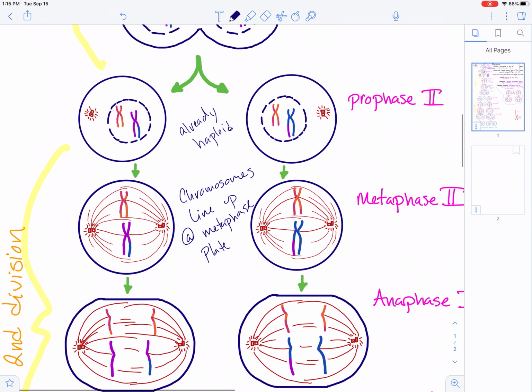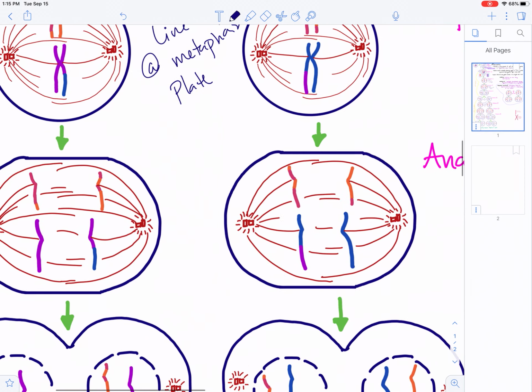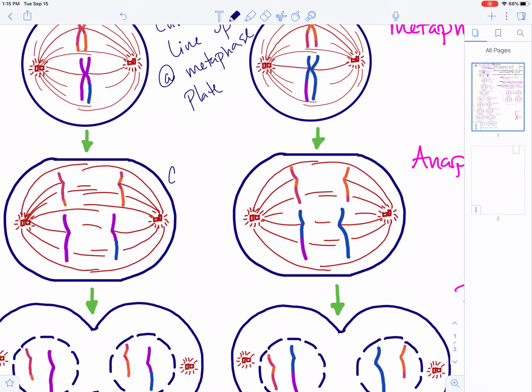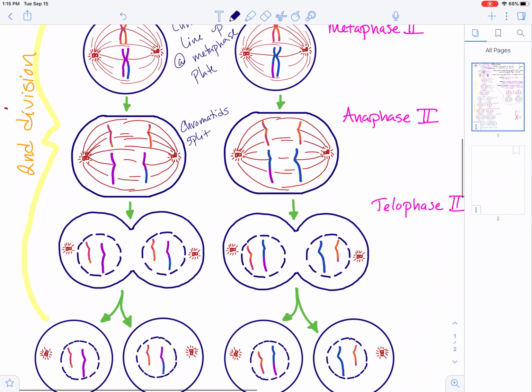And keep in mind, this is happening in 2 different cells because I've already had 1 cell division. So now that my chromosomes have lined up on the metaphase plate, now during anaphase, my chromatids are going to split apart. Okay, and so that's anaphase 2. Telophase, we get that cytokinesis that happens again, so our cells start to pinch.